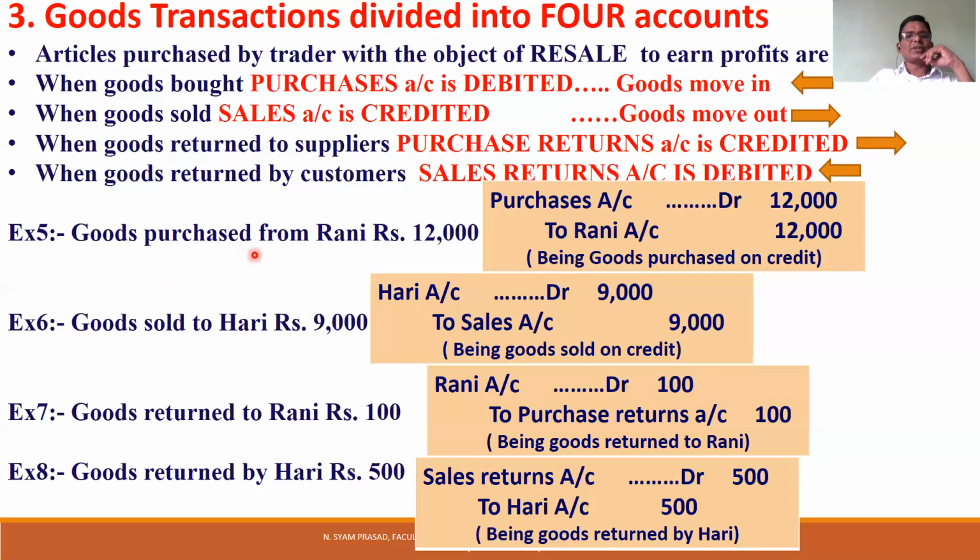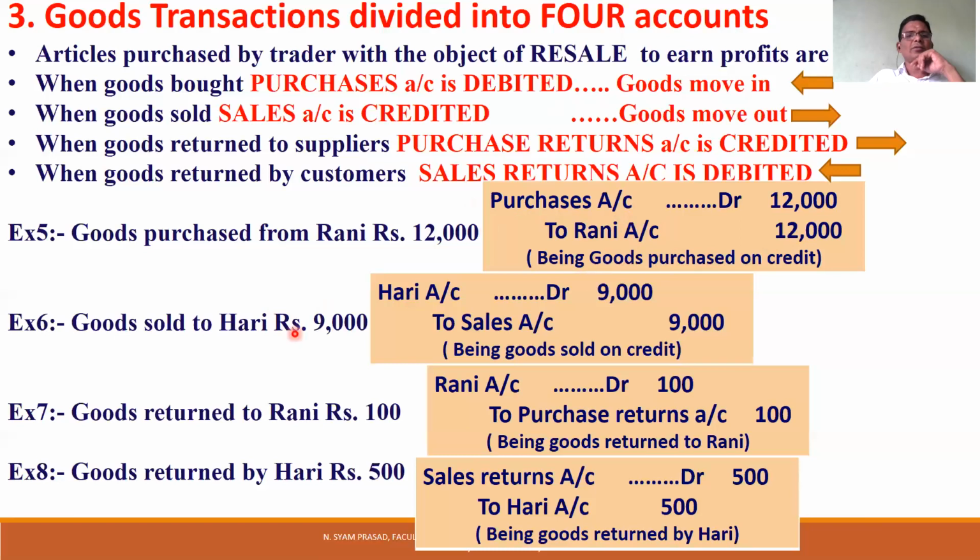Goods purchased from Rani, and this is also a credit transaction. When goods are purchased by us, obviously the purchase account is debited, instead of the goods account. Since we purchased on credit from Rani, Rani is the giver, so the Rani account is credited. Purchase account debit to Rani account, being goods purchased.